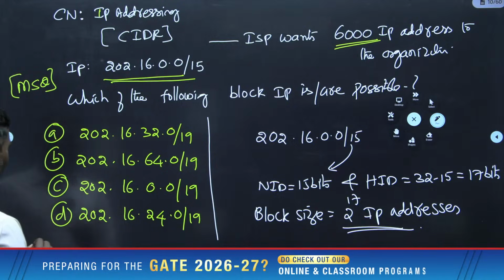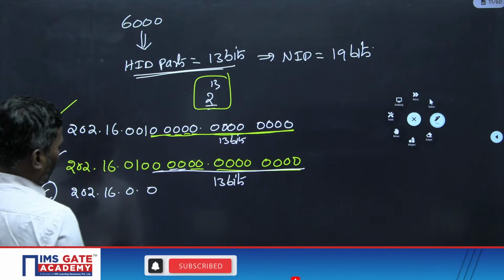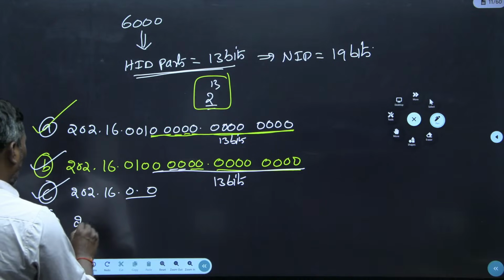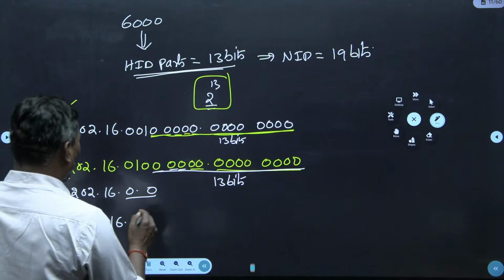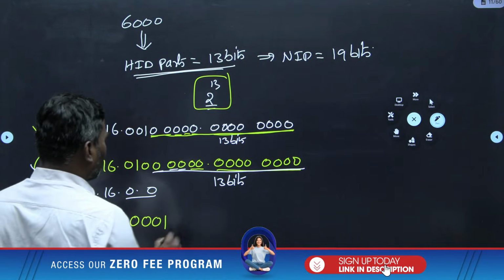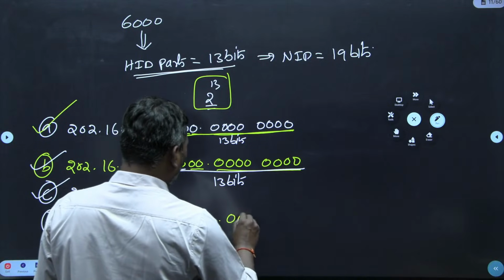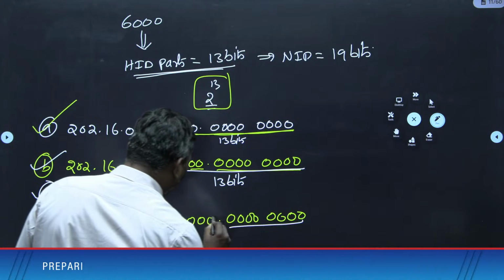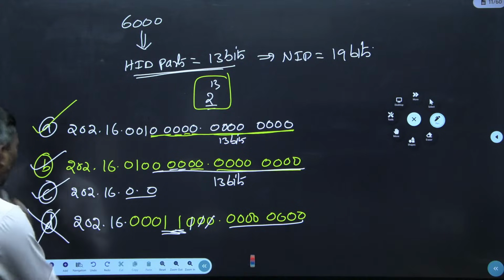Option C: 202.16.0.0. You see all zeros there, so definitely this is also a suitable candidate. Option D: 202.16.24 is given. 24 is 128, 64, 32, 16 taken, then 16, 8, 4, 2, 1, dot, and 8 zeros here. Counting 8, 9, 10, 11, 12, the 12th bit and the 13th bit are 1. Therefore this is not possible to assign.